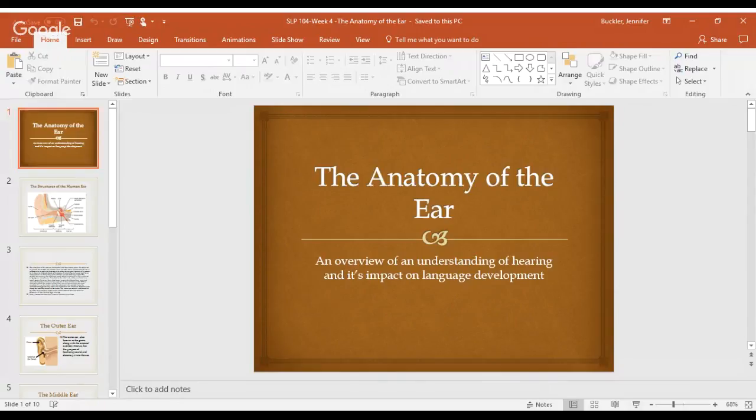Think of a mechanical part, like in an engine, where one part moves the other, and that's what happens here with these 3 bones. The malleus is also called the hammer, the incus is called the anvil, and the stapes is called the stirrup. These 3 bones move, changing the sound waves to mechanical energy.